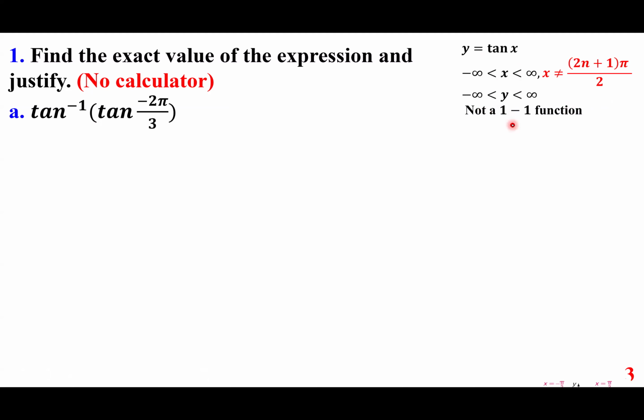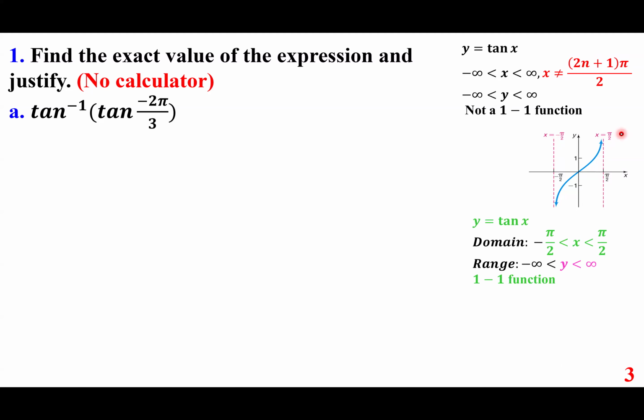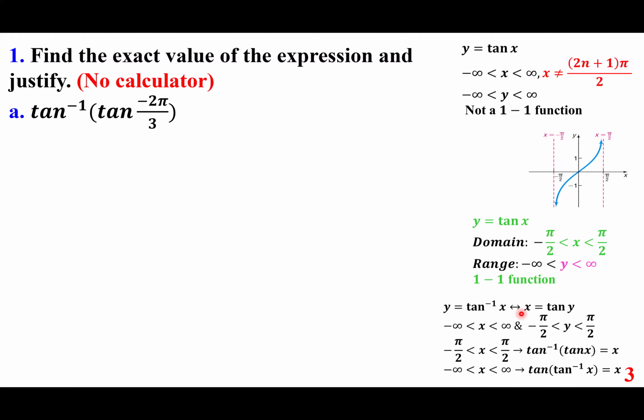The restriction that makes it one-to-one is the same as sine: between negative pi over 2 and pi over 2. Of course, the endpoints cannot be included, like sine. So y equals tan x, when we restrict the domain between negative and positive pi over 2, the range remains unchanged. It becomes a one-to-one function. And y equals tan inverse x means x equals tan y. So x is between negative and positive infinity. y is between negative pi over 2 and pi over 2.